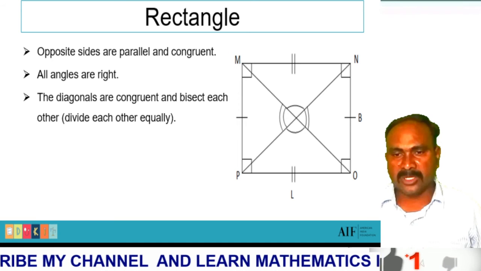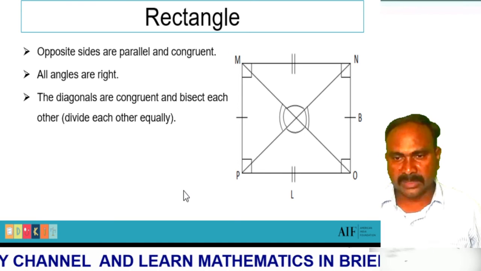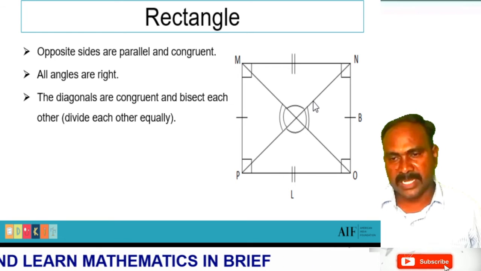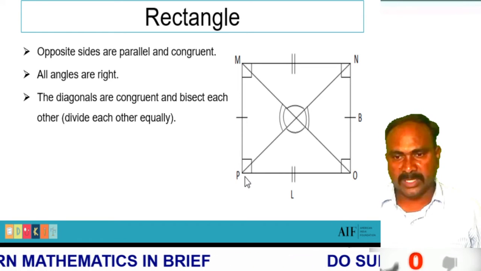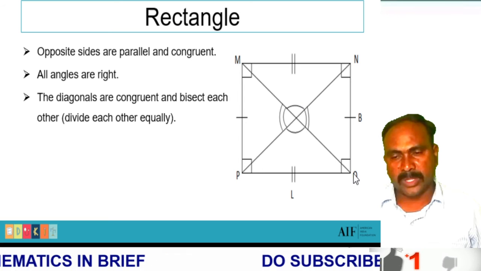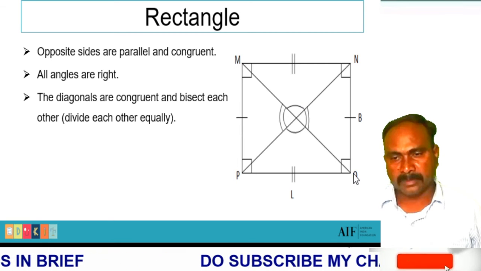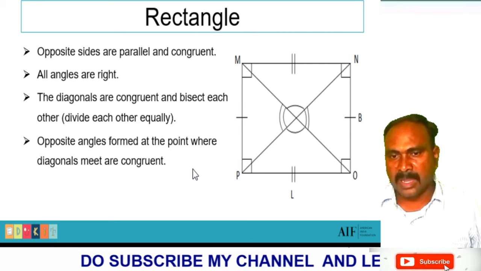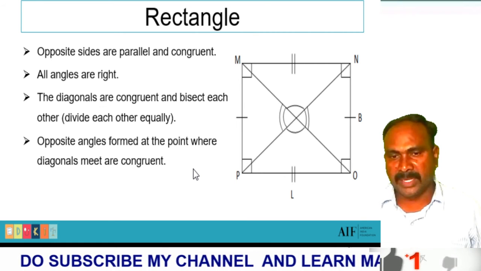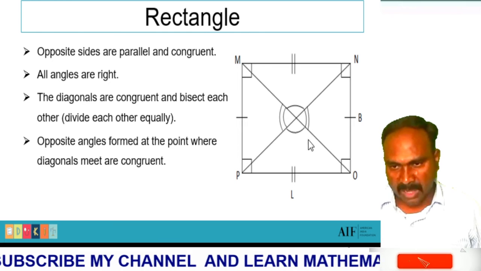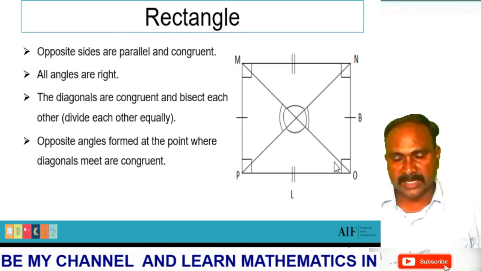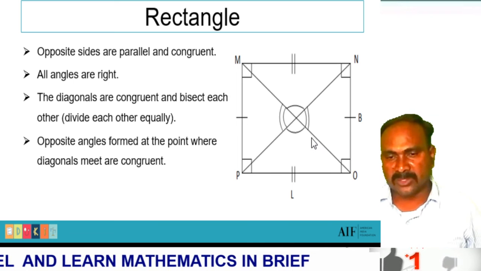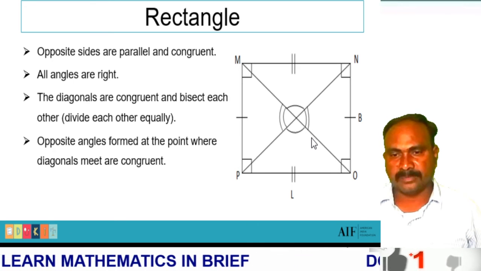The diagonals are congruent and bisect each other, that means divide each other equally. So here PN equals OM and they bisect each other. Opposite angles formed at the point where diagonals meet are congruent. This one is also 90 degrees, and this is also 90, so the angles are equal.